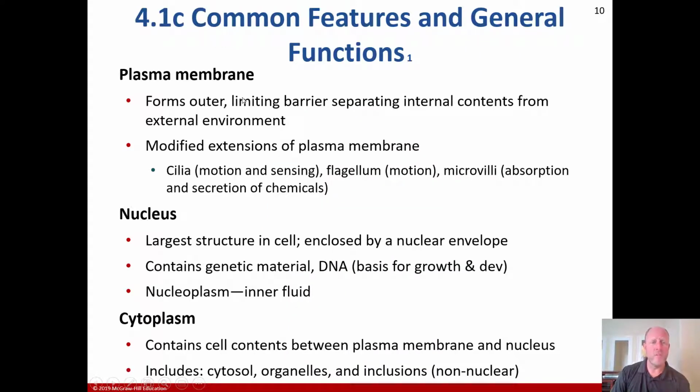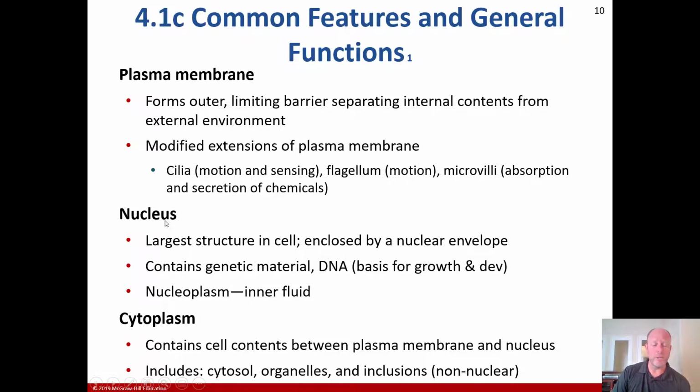As far as the plasma membrane, it forms the outer limiting barrier separating the internal contents from the external environment, separating the extracellular fluid from the intracellular fluid, and all the contents of the intracellular fluid, let alone all the contents outside the cell. There are modified extensions of the plasma membrane: the cilia, which are used for motion and some sensing, the flagellum for motion, particularly like the sperm, and microvilli for absorption and secretion of chemicals.